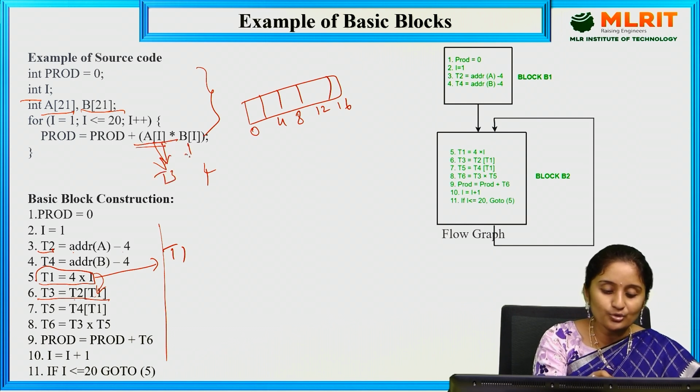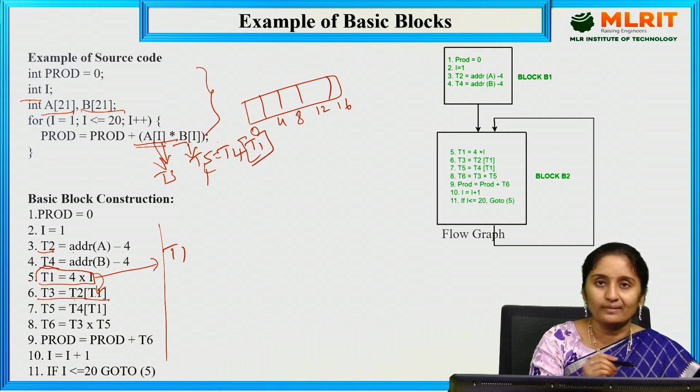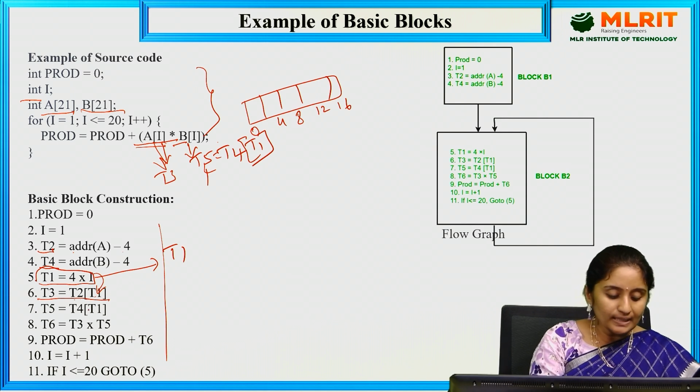And this one is stored in T5. So what is T5? Where is B stored? In T4. And I is T1. So T4 of T1, that is T5.